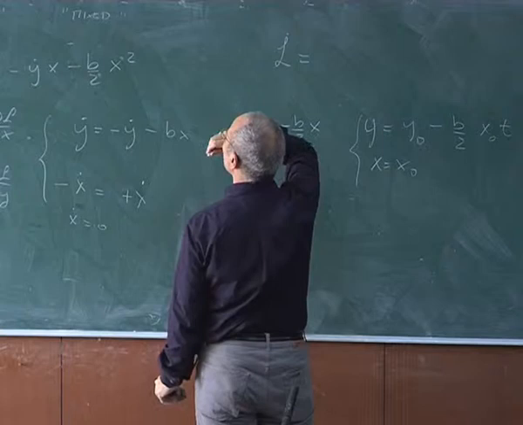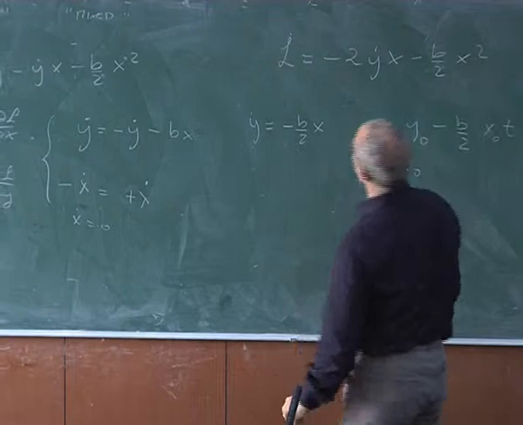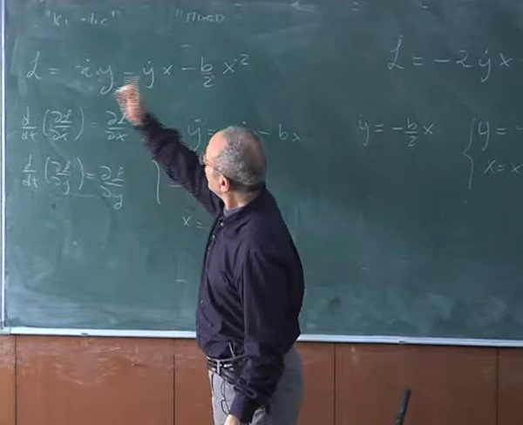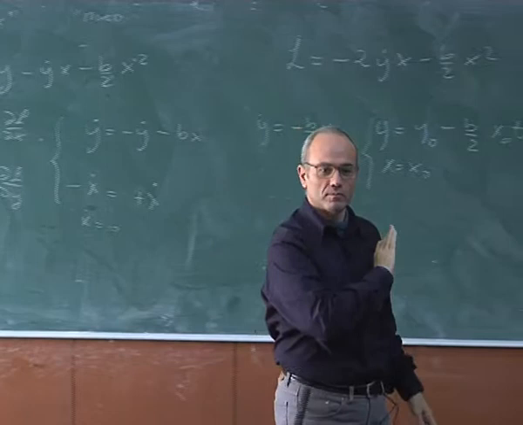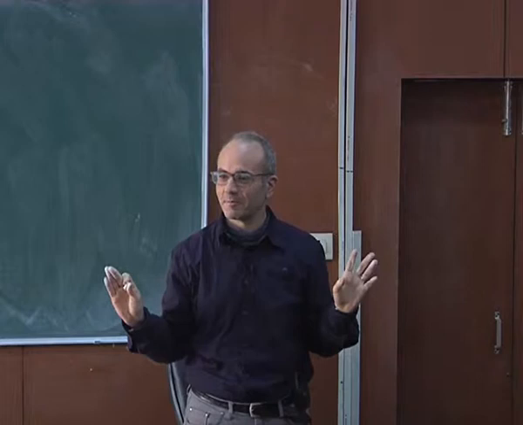Minus 2y dot x minus b squared s squared. So what I did here, I integrated by parts this term, okay? And I get that one. I can do that. I destroy my picture of this anti-symmetric matrix, but I can do that. But now x has become a Lagrange multiplier.